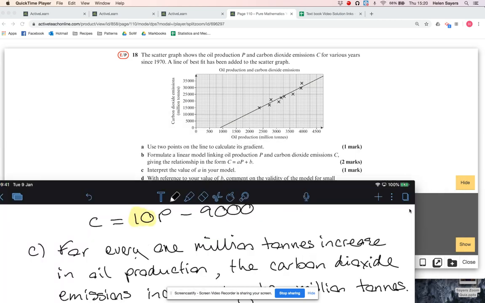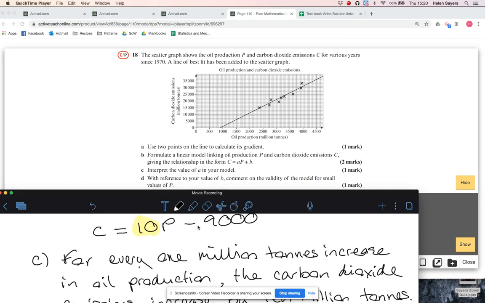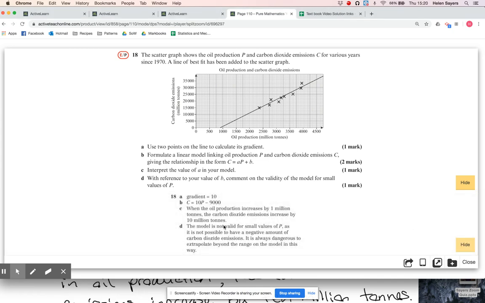So let's just look at their answer for that. Save you watching me write the whole thing out, but with reference to your value of B. Our value of B is negative, which would mean that at 0, if there was no oil production, carbon dioxide emissions would be minus 9,000 million tons, which is not possible. Therefore, the model is not valid for small values of P. I imagine they've said it in a much more succinct way than that. Yeah, so not valid for small values of P. So you can't have negative emissions.